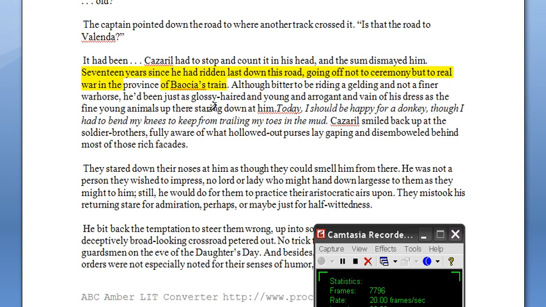That is, he was bitter to be riding a gelding and not a fine warhorse. He'd been just as glossy-haired and young and arrogant. So, even though this is true. So you kind of look for those types of sentences where you could have said even though at the end of one of them. And then you can just change it up here to although in the front of the sentence. So although bitter to be riding a gelding and not a fine warhorse, he'd been just as glossy-haired and young and arrogant and vain of his dress as the fine young animals up there staring down at him.